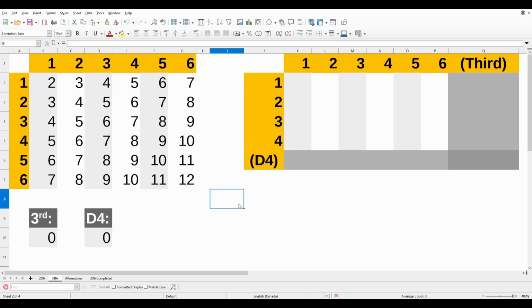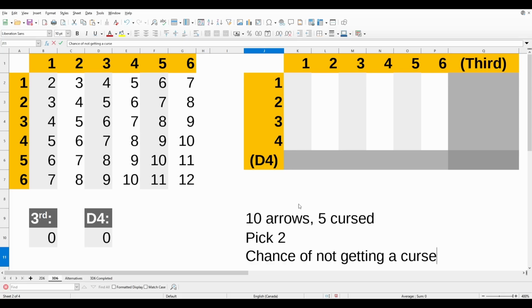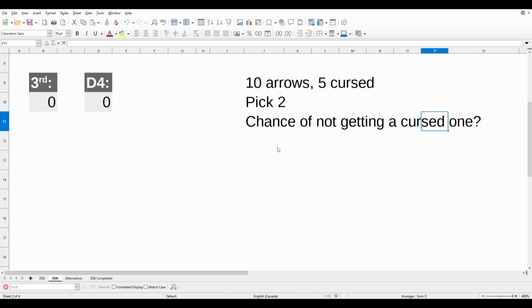Now, we're going to move on to 3d6 so that we can actually tackle the XKCD problem. Before we do that, though, we're going to have 10 arrows, 5 cursed. This is the original problem that we've been given. We have 10 arrows in our quiver, 5 of them are cursed. We're going to pick 2 of them. We want to know what's the chance of not getting a cursed one. Let me double check to make sure that is the statement. Yes, it is. Looking to fire them, hoping I didn't grab one of the 5 cursed ones. Did I? 16 or better. Yeah, okay.